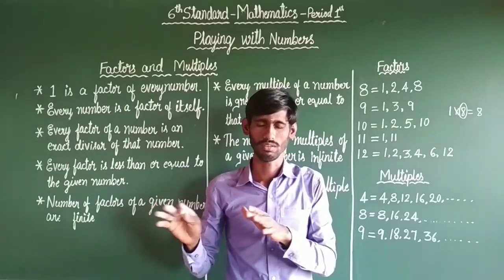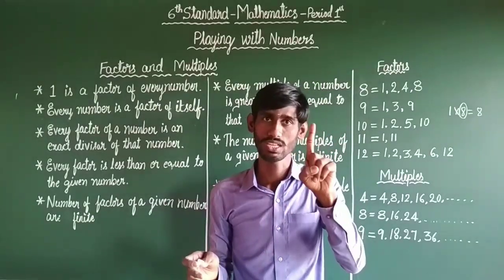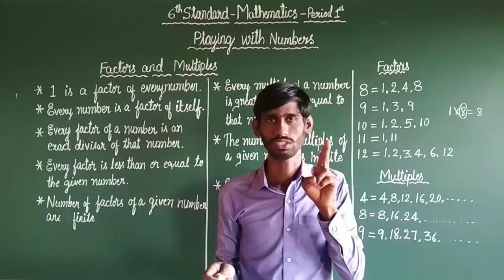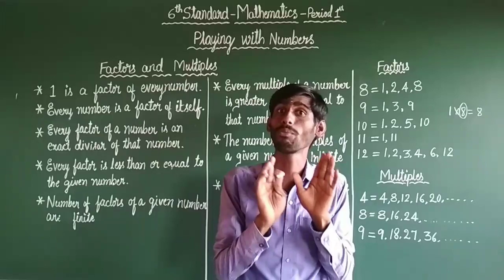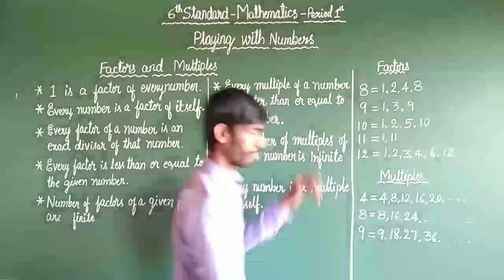There are many factors. Out of many factors, 1 is one of the factors of 1000, and also 1000 is one of the factors of 1000. Number itself. I hope you have understood. Let us move to the next property.